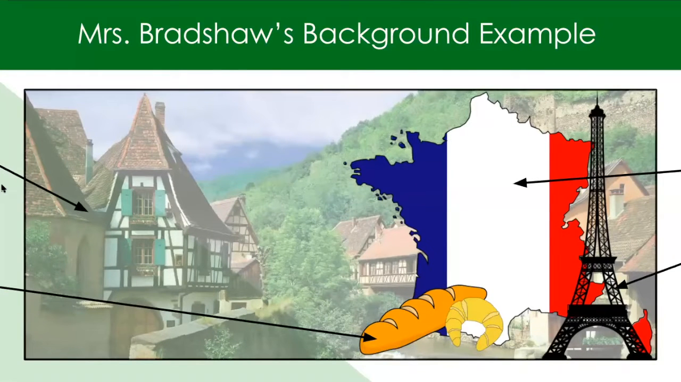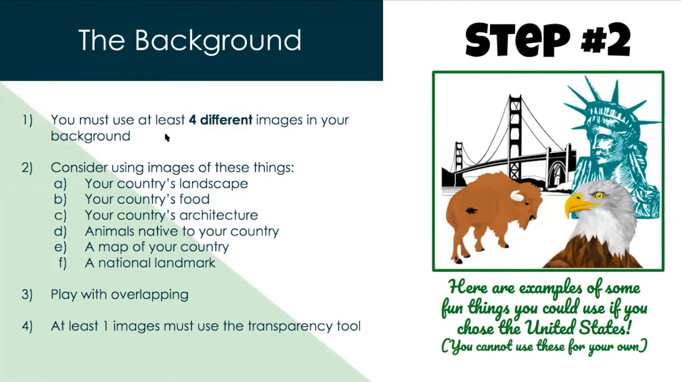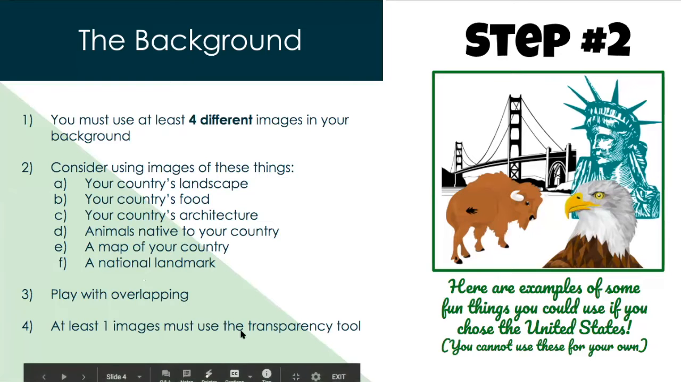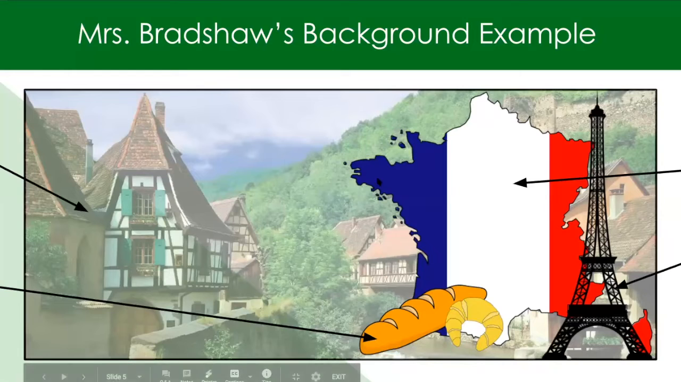So yesterday you should have started on the background of your currency. If you didn't finish your background, that's the first thing you need to do today. Just a reminder, the things you have to include in your background: at least 4 different images. You have to play with overlapping, and you have to make at least one of those images transparent in some way. So here's how I did mine.